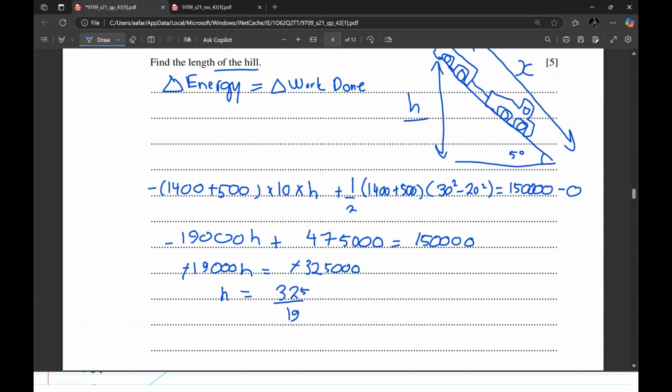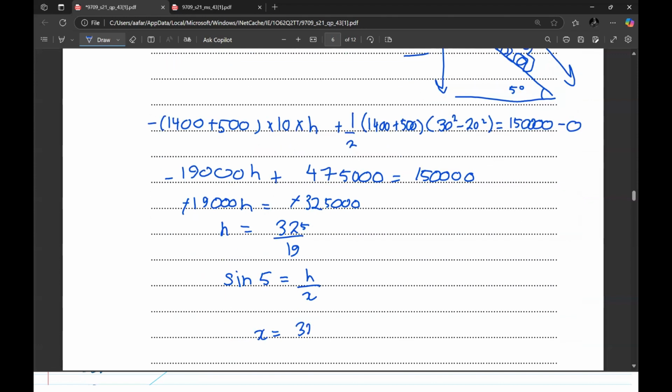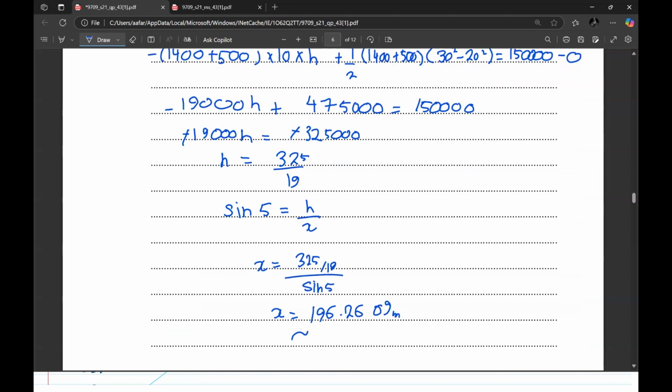From over here, which we did initially, we know that sine 5 is equal to h over x. So basically what we need to find, x, is equal to h divided by sine 5. So x we get is 196.2609 meters, which to three significant figures is approximately 196 meters.